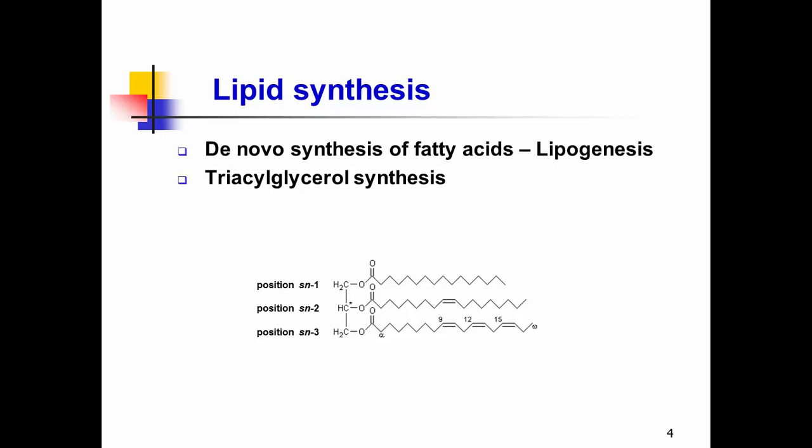So if you still remember, this is the structure of a triglyceride, right? The glycerol backbone and 3 fatty acids attached to the glycerol backbone at 3 different carbon positions, right? So triglyceride synthesis means that you need 1 molecule of glycerol and 3 molecules of fatty acids, and they attach to the glycerol and form the triglyceride. So this process is called triglyceride synthesis.